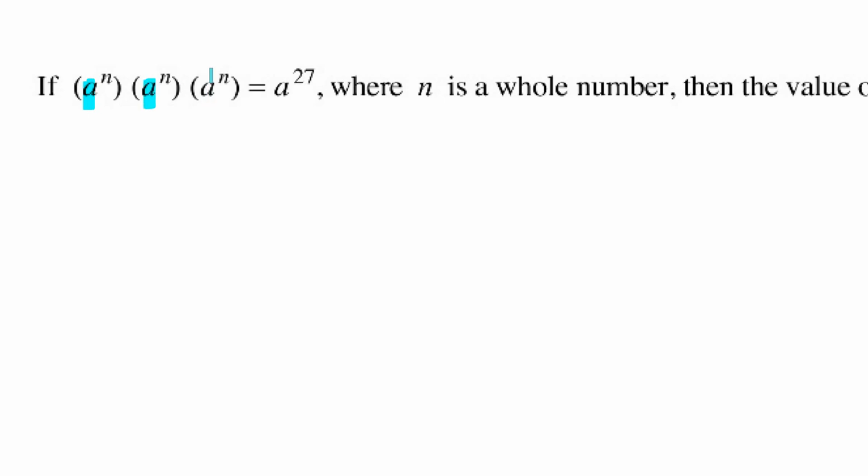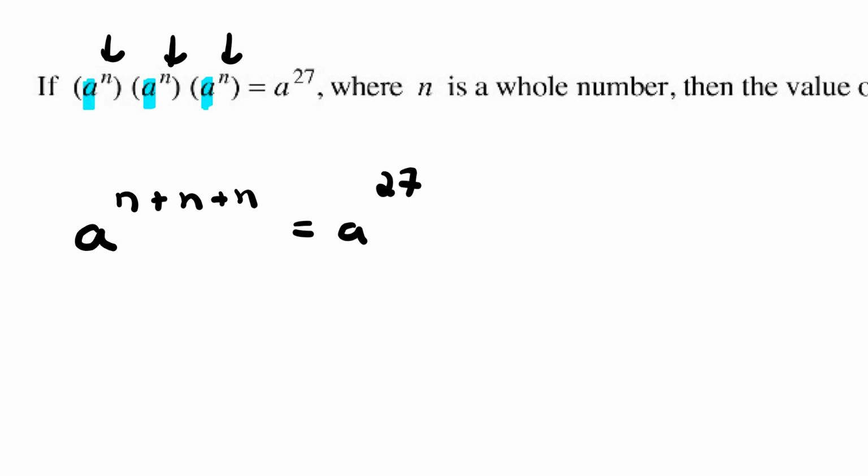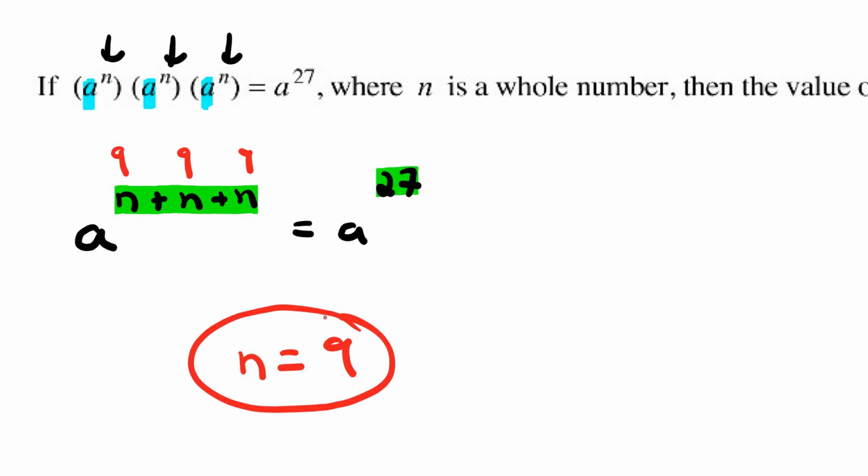If we're multiplying and the bases are the same, you just add the powers, right? So the powers are just variables here. So n plus n plus n equals a to the power 27. So when you add 3 numbers that are exactly the same, you need to get 27, right? So those numbers have to be 9, right? So 9 plus 9 is 18, plus 9 is going to be 27, so n has to equal 9. Okay, so that's it for this homework video guide.